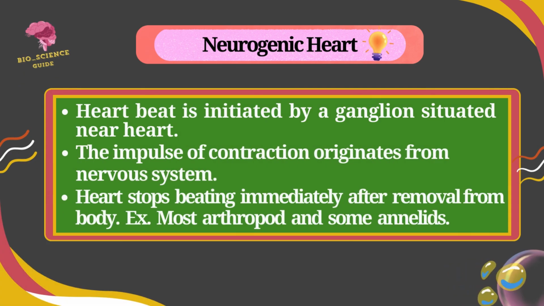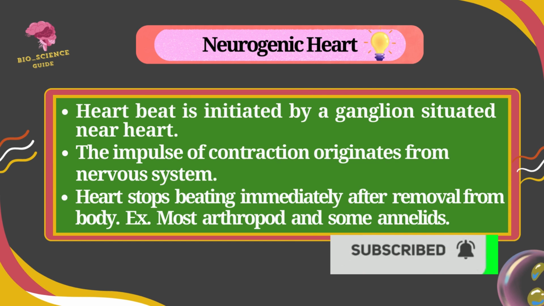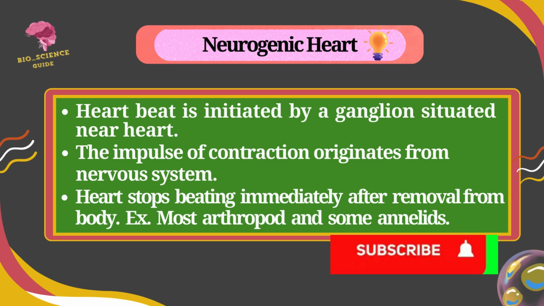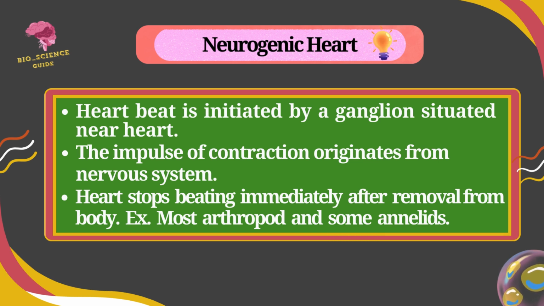Neurogenic heart, in which the waves of contraction originate from the nerve cells which are found near the heart. The heartbeat is initiated by a ganglion situated near the heart. The heart stops beating immediately after death of an organism. Examples: most arthropods and some annelids.